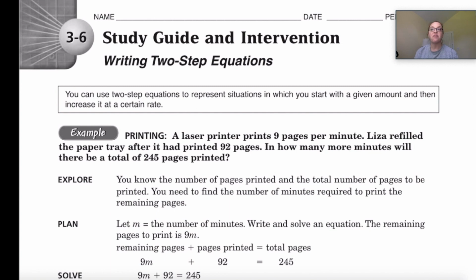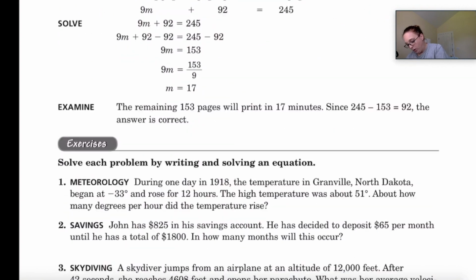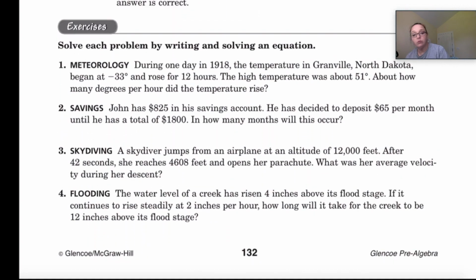Okay, and this is the final lesson on the review unit. It's writing two-step equations. So basically in this lesson, we're going to look at a word problem. You're going to take that word problem, come up with an equation for the problem, and then solve that equation. So for this one, we're going to just skip all the way down to the example problems.